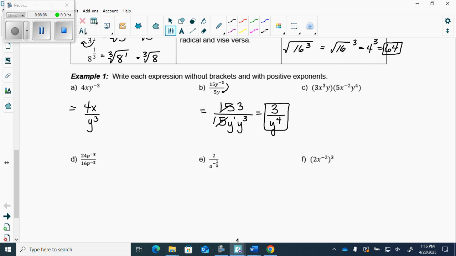Okay, you guys try C, D, E, F. I would actually not change these to positive exponents yet. I would multiply it first. So I get 15. X cubed times x to the negative 2 is x to the 1, because you add exponents. And then y to the 1 times y to the 4 is y to the 5.